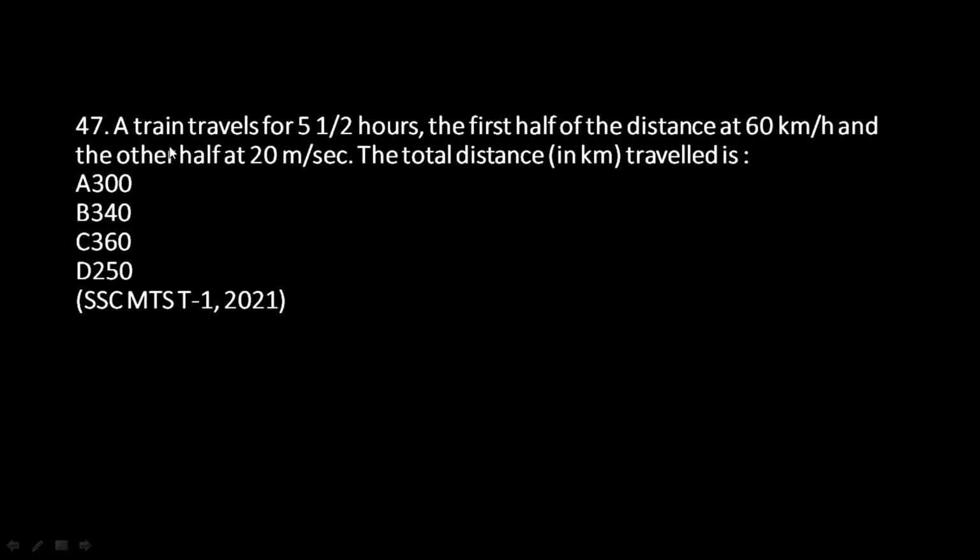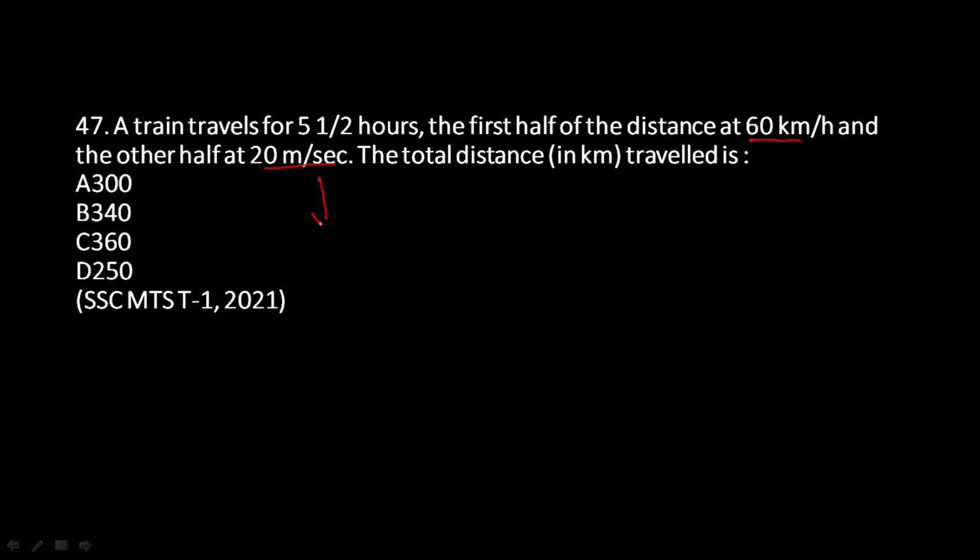A train travels for 5 and 1 by 2, means 5.5 hours. The first half of the distance at 60 km per hour and the second half at 20 meter per second. Oh, this is meter per second. The total distance traveled in km is. So how will you solve it?